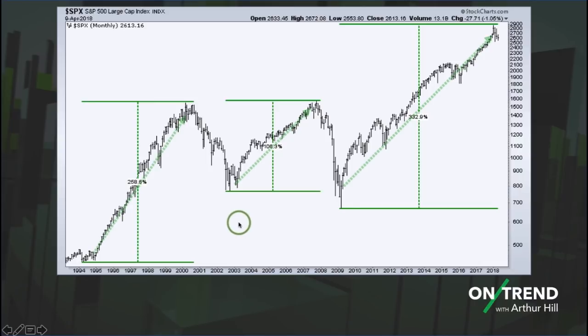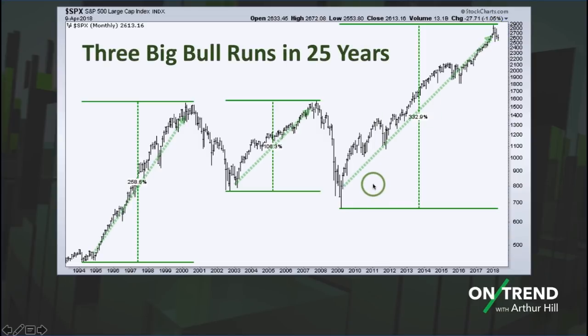So here's the S&P 500 over the last 25 years, and we can see three big bull runs during the last 25 years. You had that big run from 94 until 1999, another one from the 2002 low until 2007, and then of course the 2009 low up until now, up over 300% from that 2009 low. So basically what you have is three big bull runs in 25 years. And this is what we want to participate in.